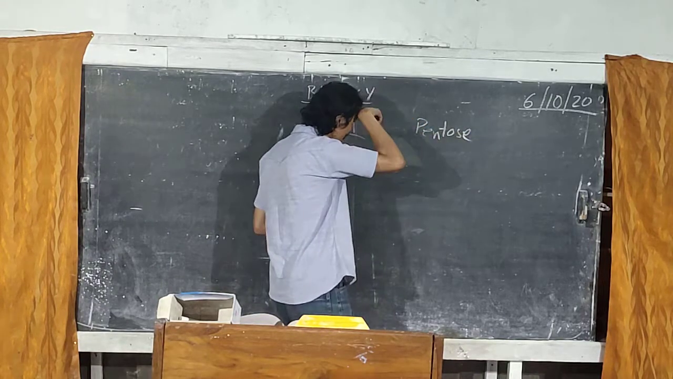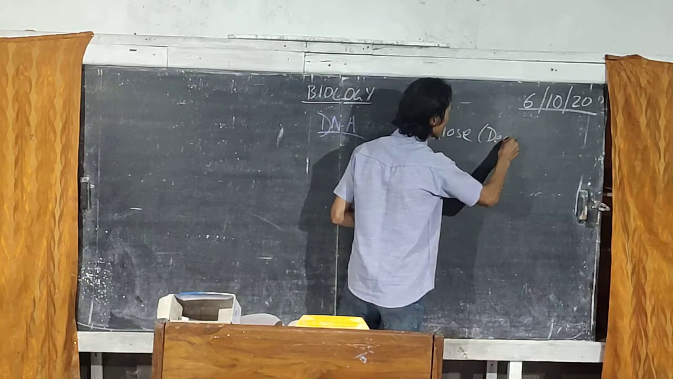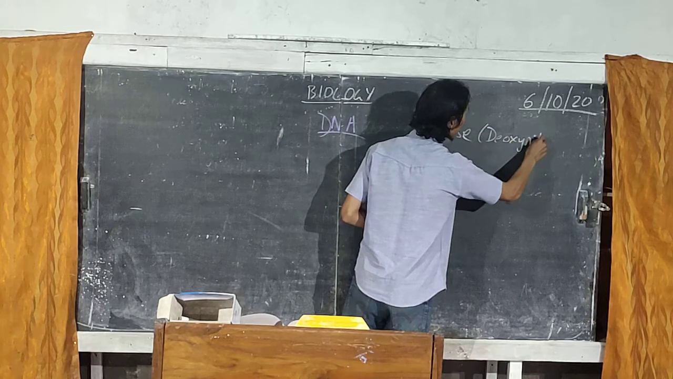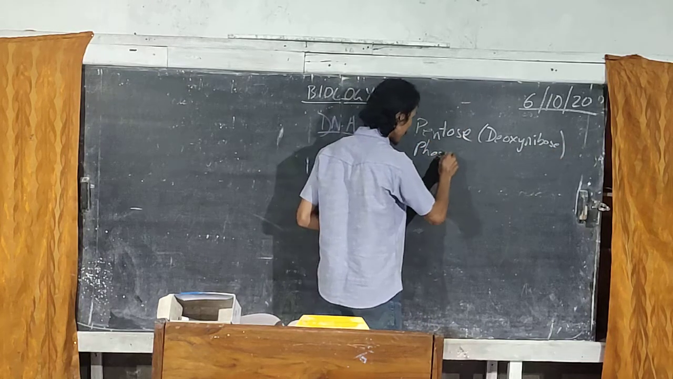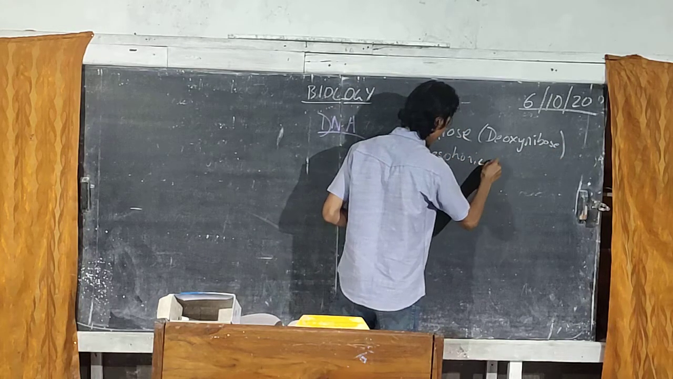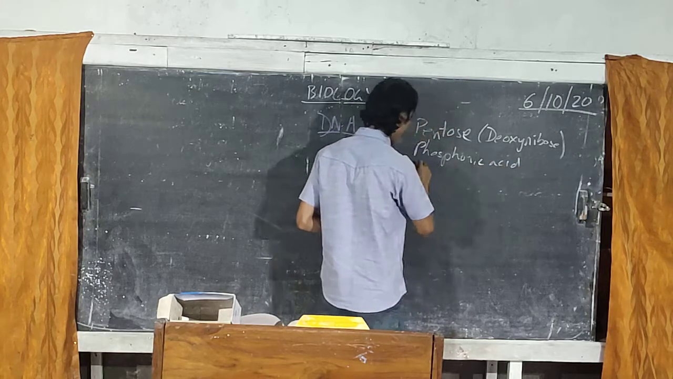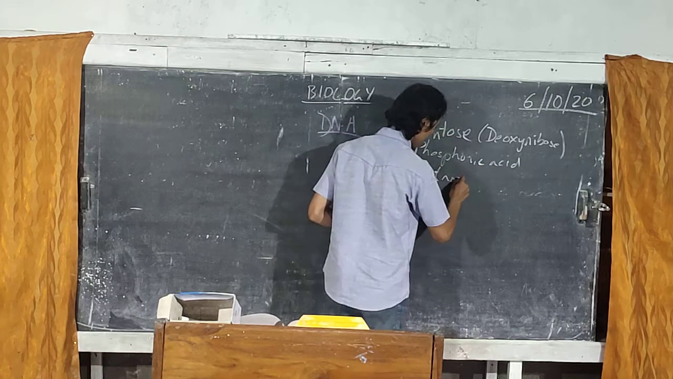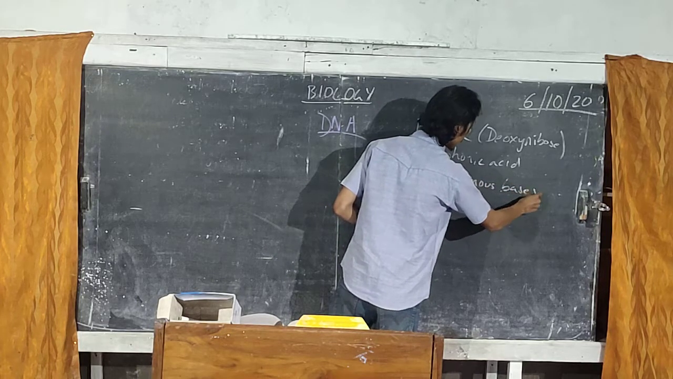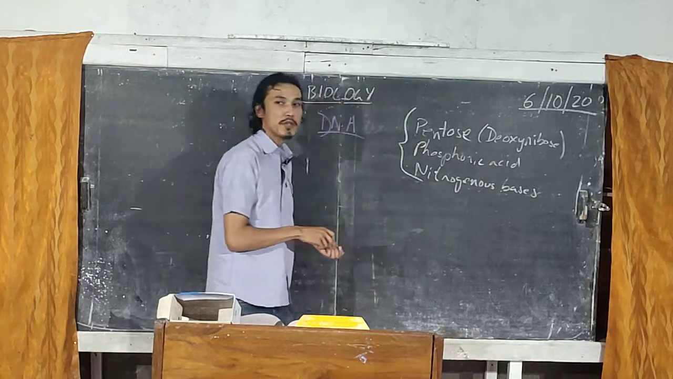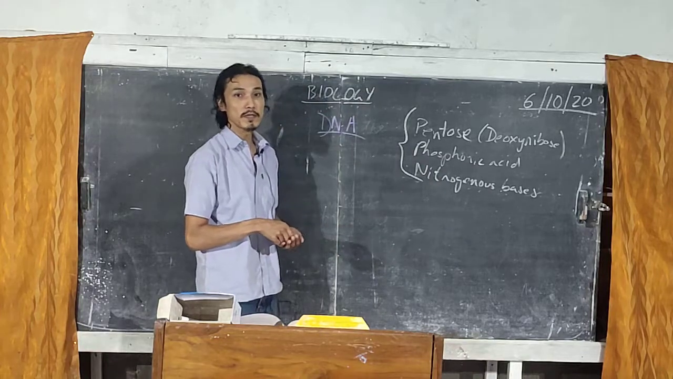A pentose sugar, that is deoxyribose, a phosphoric acid, and nitrogenous bases. So these three components are an essential part of DNA.